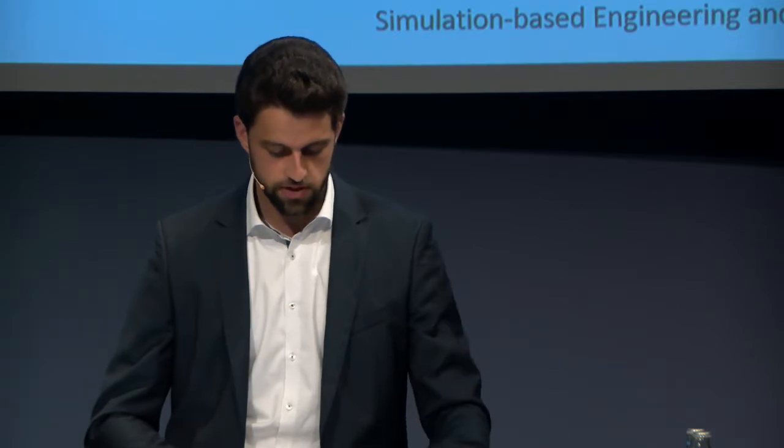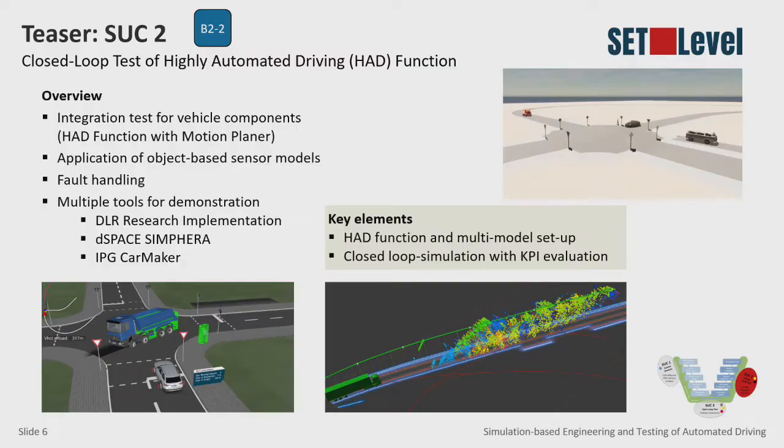Now let's move on to simulation use case 2. Simulation use case 2 was the closed loop traffic simulation, the closed loop test of a highly automated driving function. The main goal here was not to set up a fairly complex simulation, but the main goal was to set up a test case that you could have in reality as well.